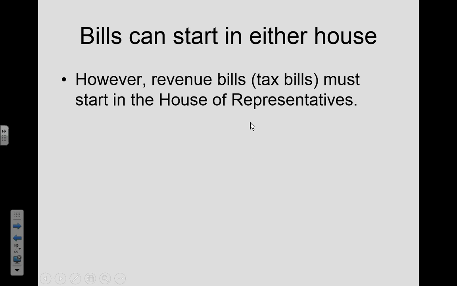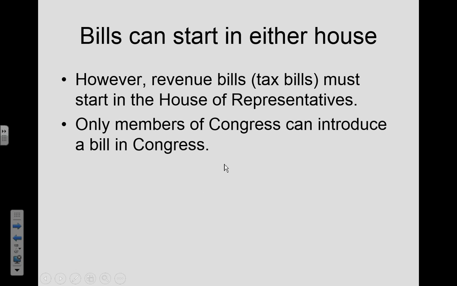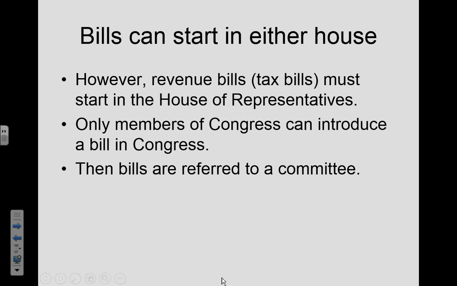All right. A bill can start in either the House or the Senate. It really doesn't make any difference unless it's a tax bill. The Constitution says a tax bill must start in the House of Representatives, but only members of Congress can introduce a bill in the Congress. Okay, so it can start in either, but only members of Congress can introduce them.